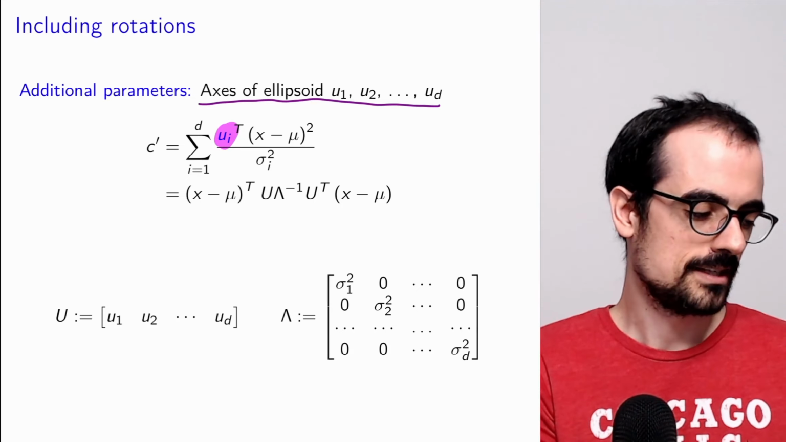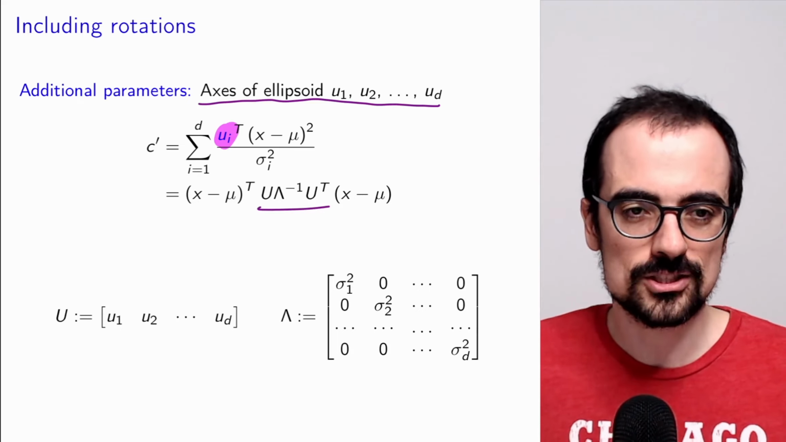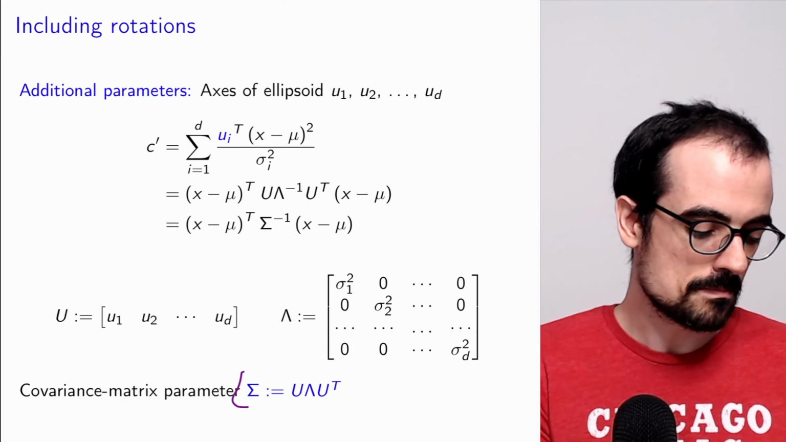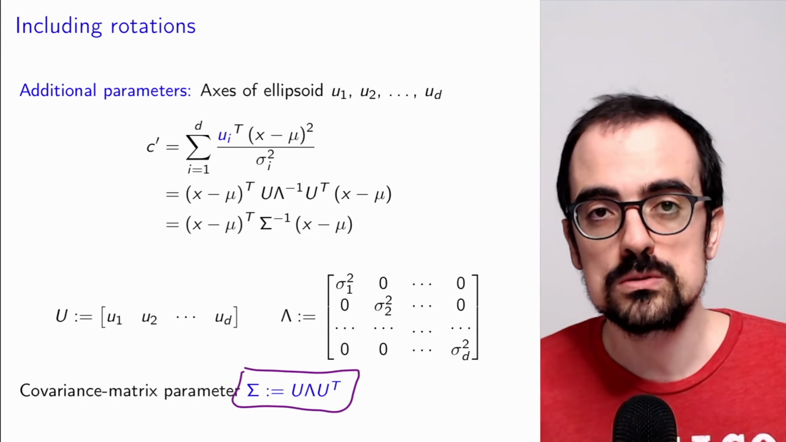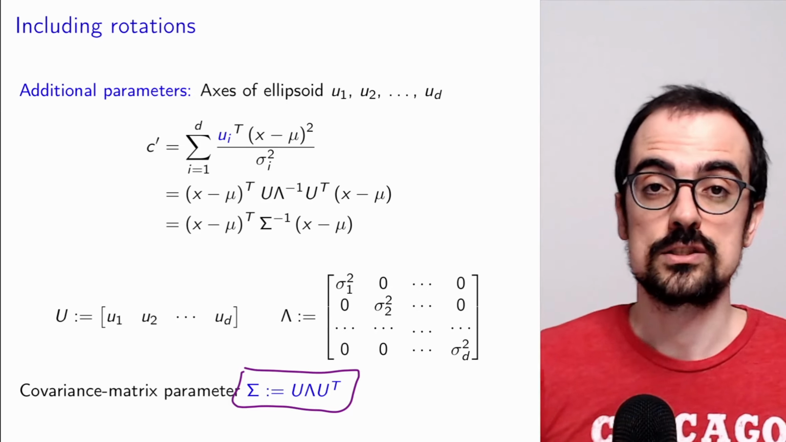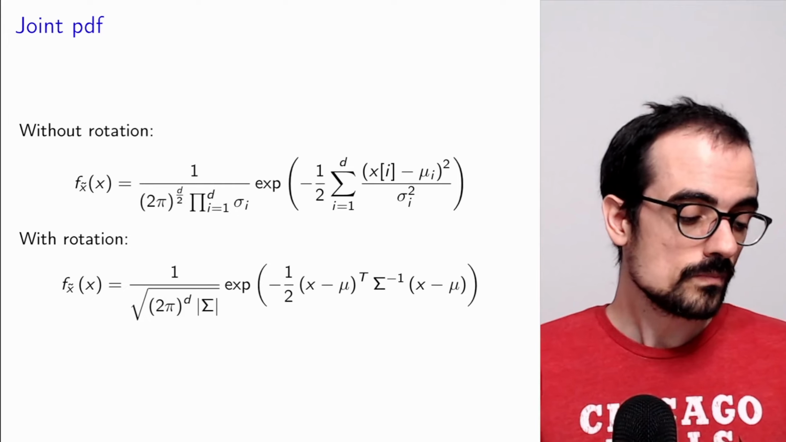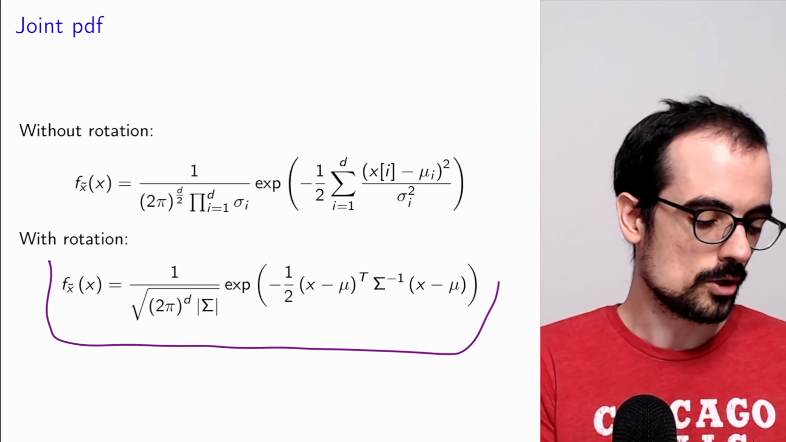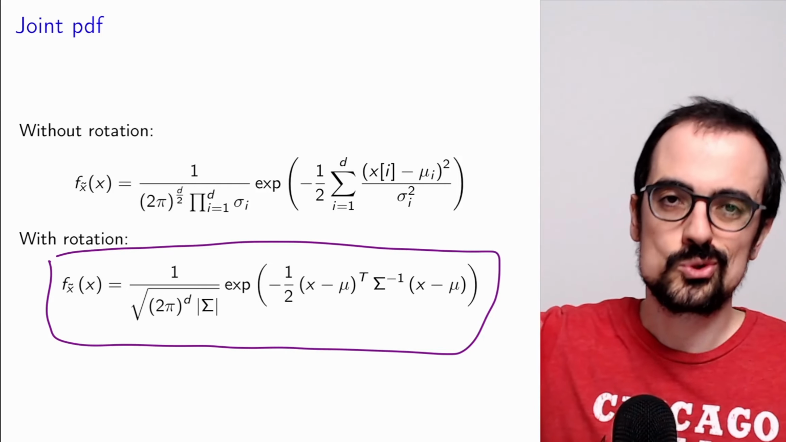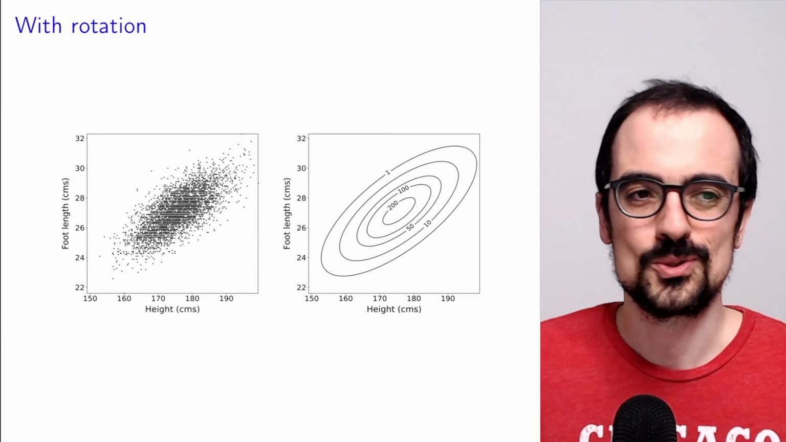You can write this in matrix form. Again, we explain this in more detail in the video on Gaussian random vectors. And if you do that, essentially you get a parametric model that is parameterized by a single matrix parameter that encodes how these axes are rotated and also what spread you have along each of those axes, and that's called the covariance matrix parameter. Once we do that, we get this new formula for the joint PDF of the Gaussian random vector, which enables us to have ellipsoidal contour lines that are rotated, and we get a much better fit to our data in this example.